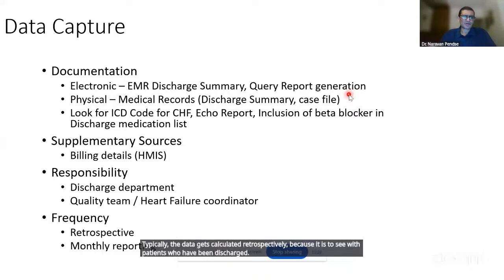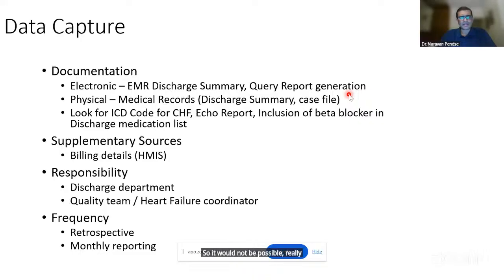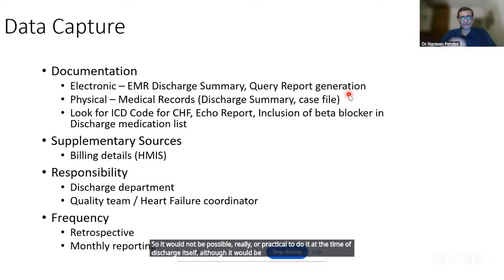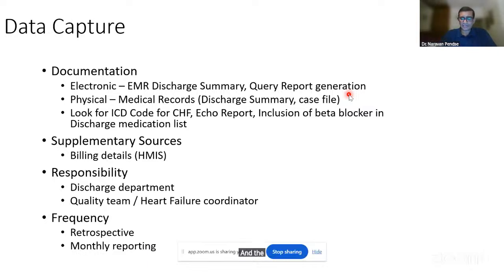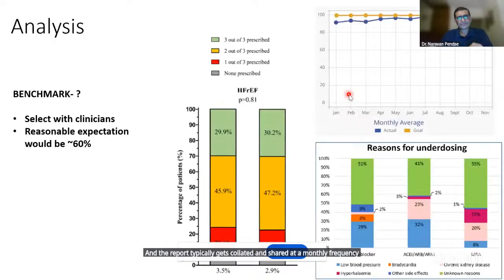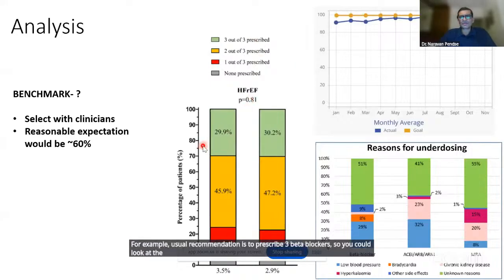So it would not be really possible or practical to do it at the time of discharge itself, although it would be ideal to do so if possible. And the report typically gets collated and shared at a monthly frequency. And you could create various dashboards once you have collected this data. For example, the usual recommendation is to prescribe 3 beta blockers. So you could look at the percentage of prescription of each of them.